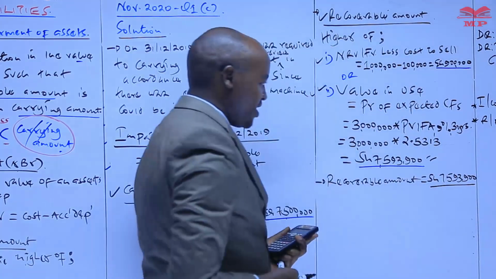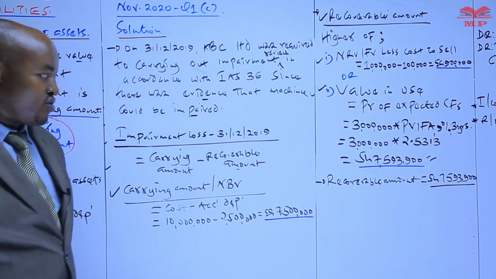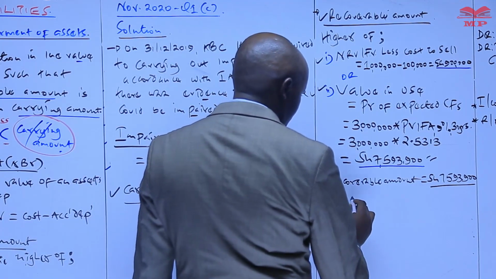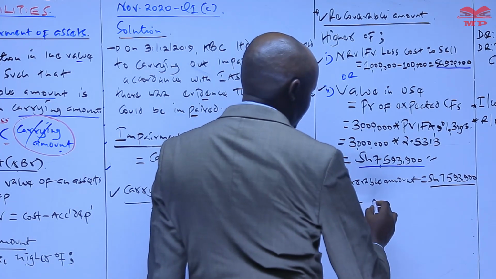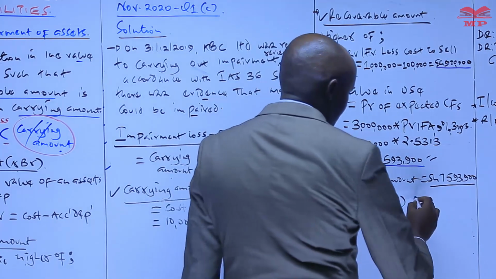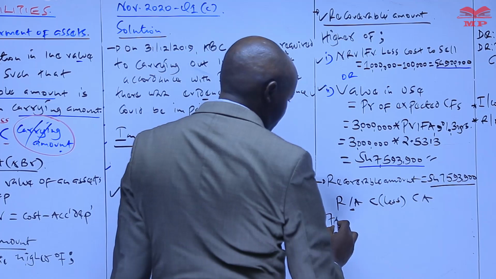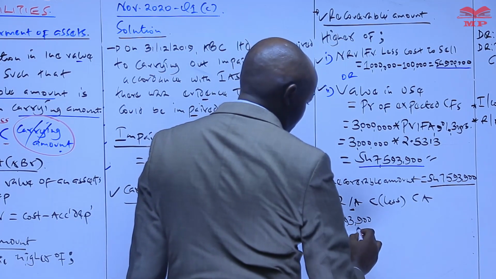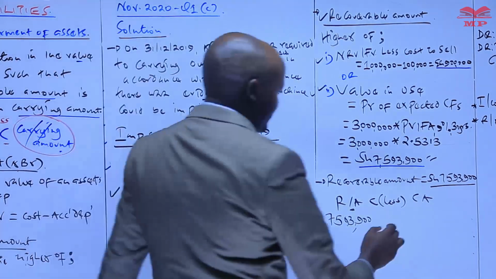So what we need to do then next is we check whether our machine is impaired or not. Remember what you have said is that an asset is said to be impaired whereby the recoverable amount is less than the carrying amount. So already we have the recoverable amount here, which is 7,593,900, which is now our recoverable amount. What about the carrying amount? Carrying amount is 7.5 million.